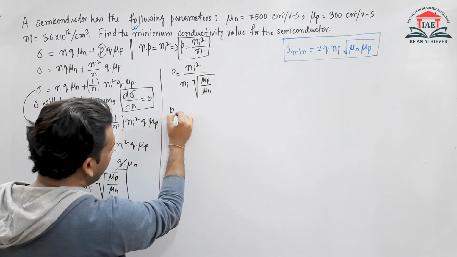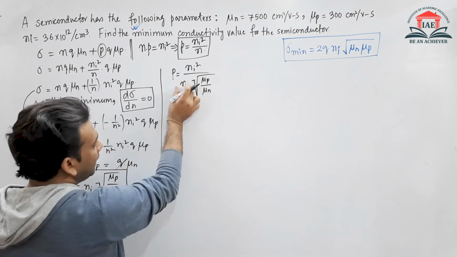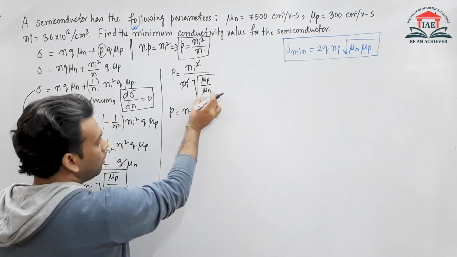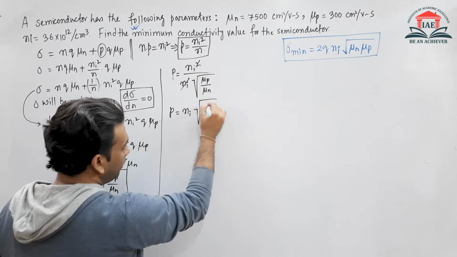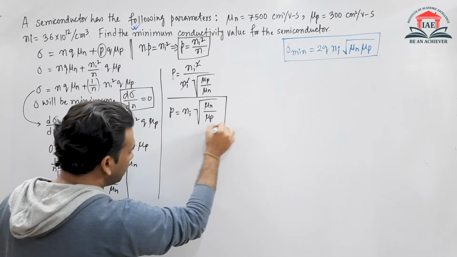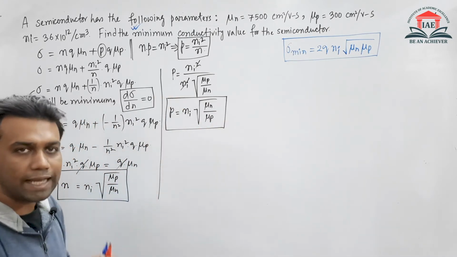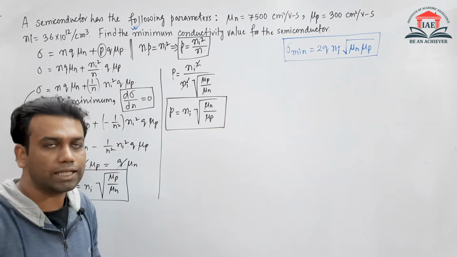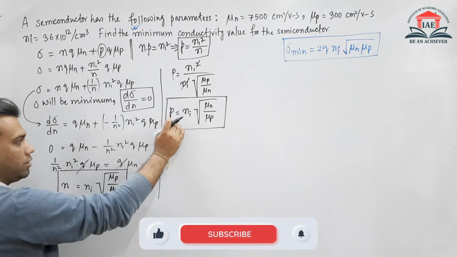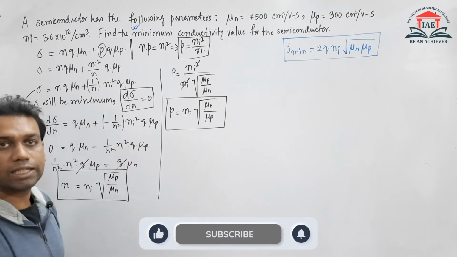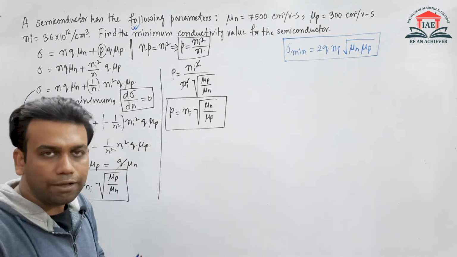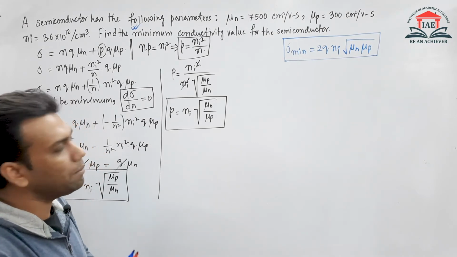So what will the value of p be? The p value will come as this ni, which cancels out with this one, so on top there will be one ni value, and I can write it as root over mu n by mu p. So this is the value of the hole concentration inside the semiconductor when the conductivity value is minimum. So this is the electron concentration and this is the hole concentration when the conductivity value is minimum. So I have got the value of n and p. Now I want to find the minimum conductivity value.